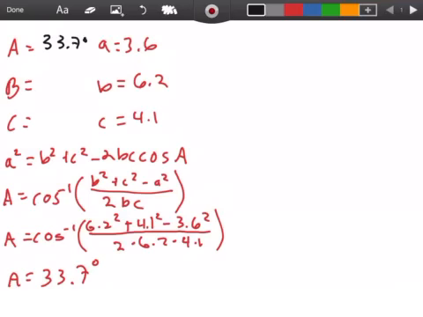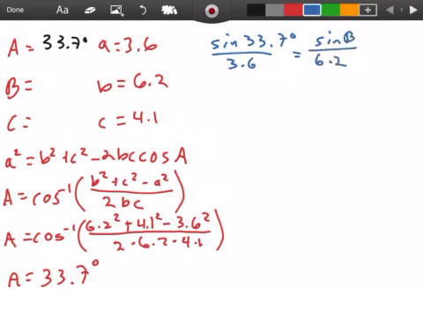At this point, we can start applying the law of sines using angle A and side A and side B or C. I'm just going to pick B. So the law of sines says that the sine of 33.7 degrees over 3.6 will be the sine of B degrees over 6.2. So B will be the inverse sine of 6.2 sine of 33.7 degrees over 3.6.